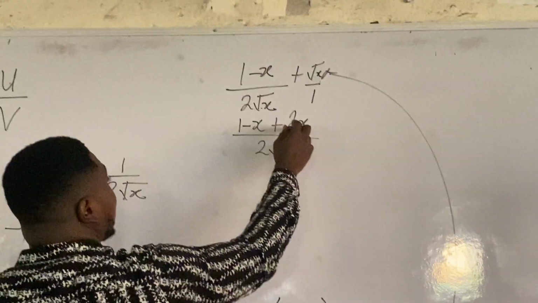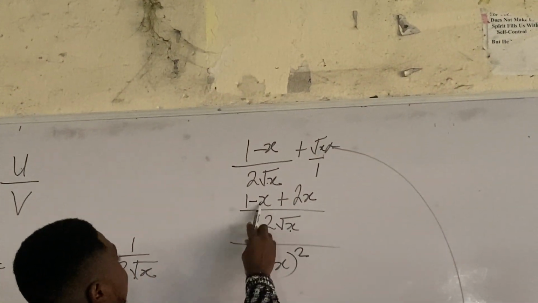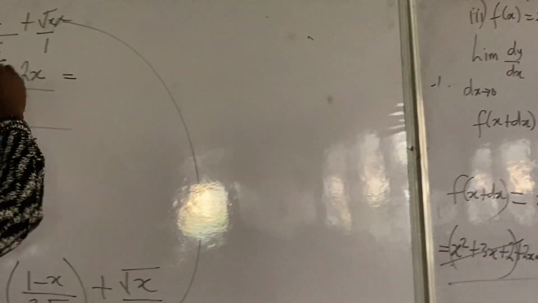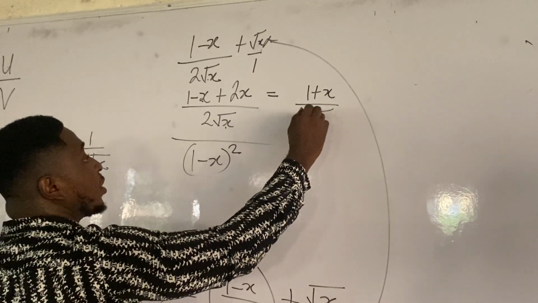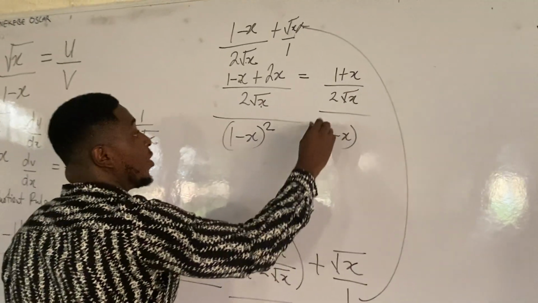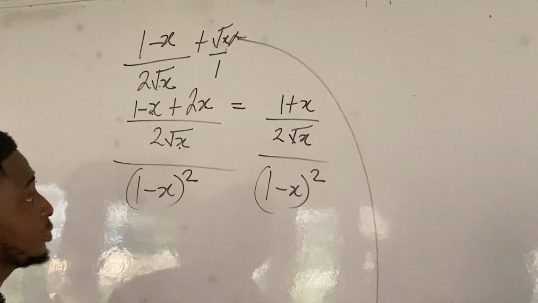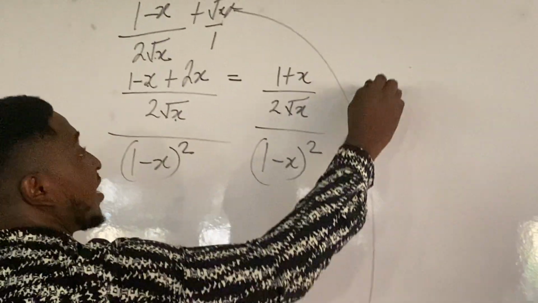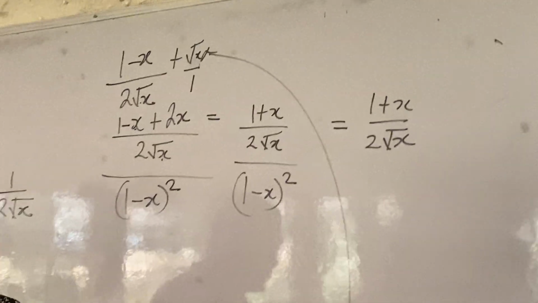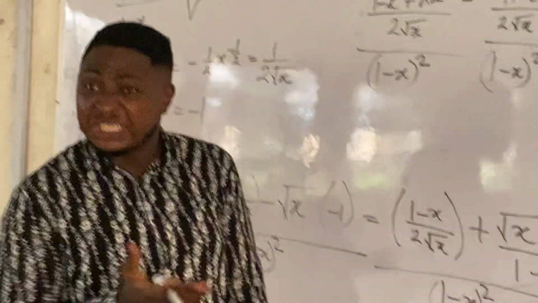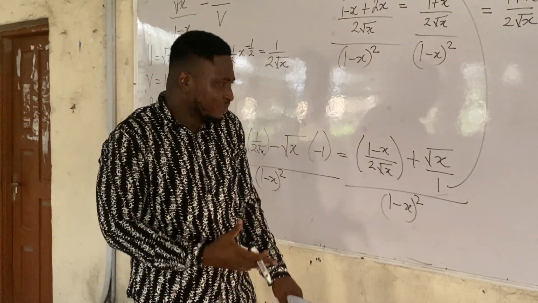So 1 minus x plus 2x, all over 2 root x, all over 1 minus x all squared. Minus x plus 2x is plus x, right? So 1 plus x all over 2 root x, all over 1 minus x all squared. This thing we are doing now is no more differentiation. It's just simple mathematics, simplification of our answer. We have differentiated already. Even if you can differentiate and you're not good in math, it still affects you. You need to simplify your answer.